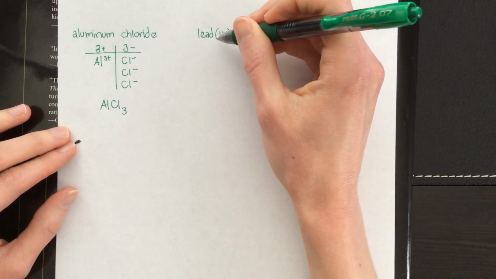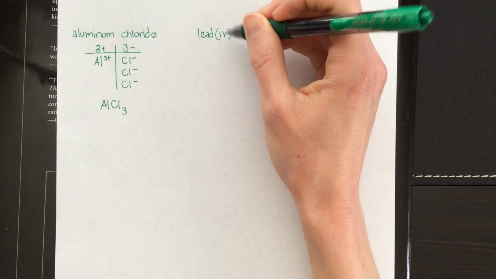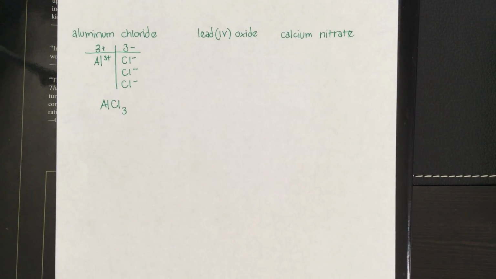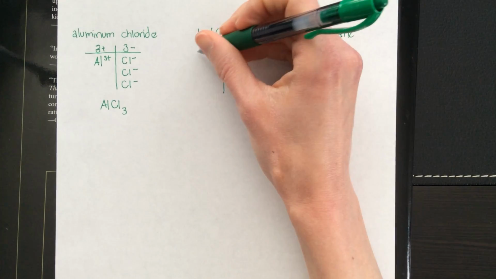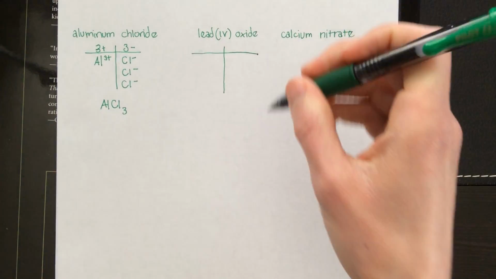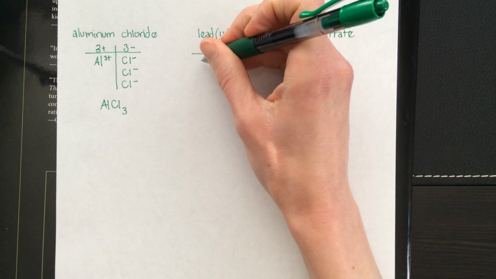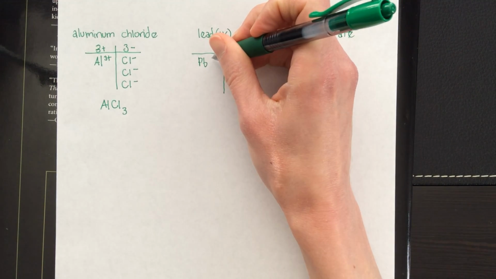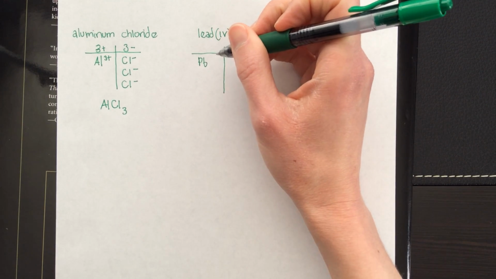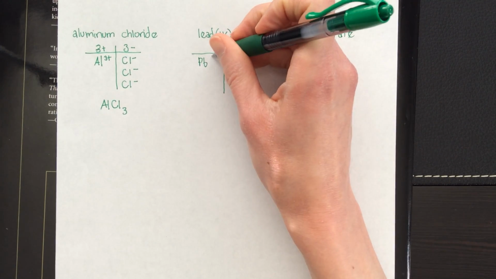Okay, this next one has Roman numerals. And Roman numerals mean you're dealing with a transition metal that is positive. Transition metals will always be positive. And the Roman numerals tell you the charge. So, if you look on your periodic table, lead has the symbol Pb. And then these Roman numerals are telling us that it has a charge of +4.